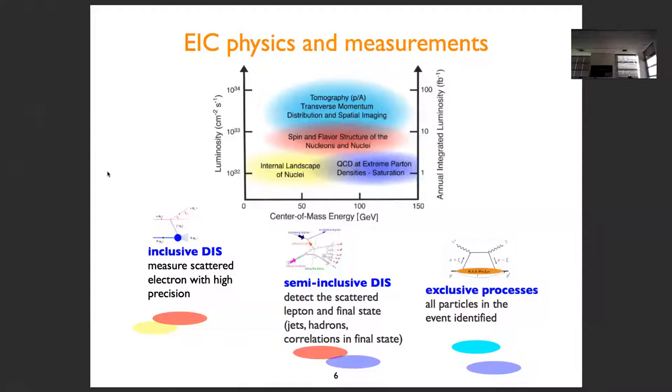So what is demanded in terms of luminosity and center-of-mass energy? Inclusive is somewhere here, then semi-inclusive, and then exclusive, like GPD and TMD, is set here, and you require high luminosity. Why is inclusive DIS not relevant to saturation physics? Of course, this is cartoonish and not really clean. There are overlaps, and so on. I agree, so you are not going to have this kind of cartoon. It's too much.